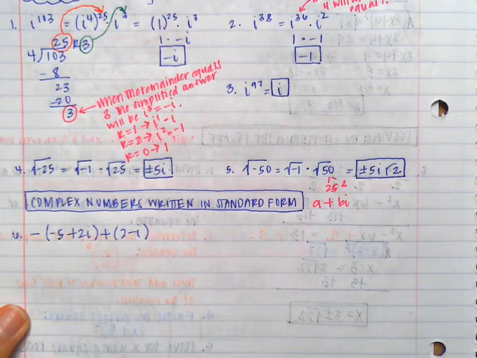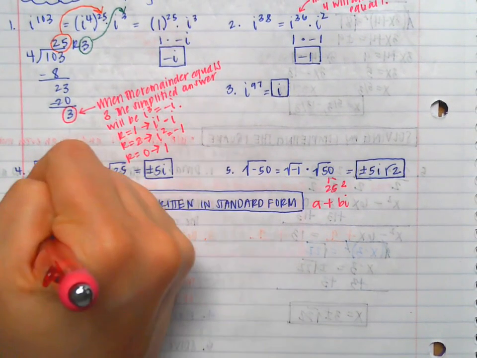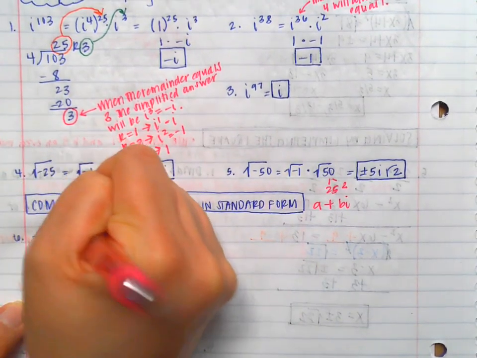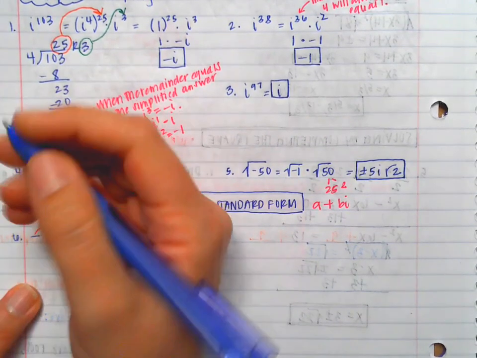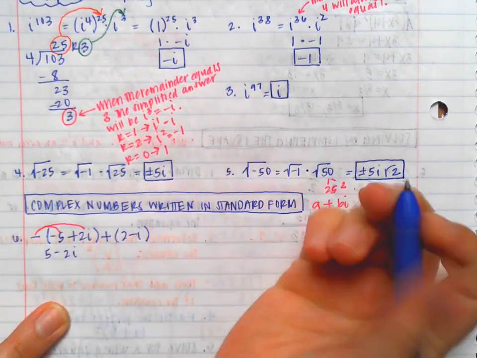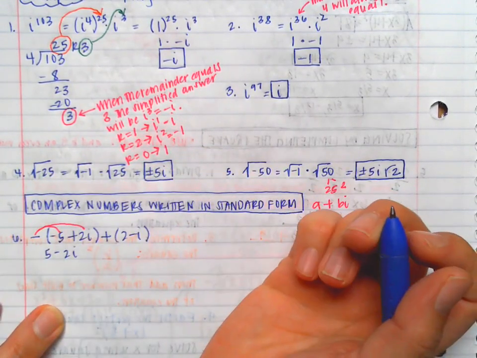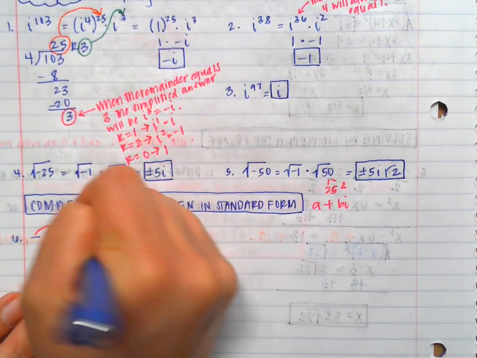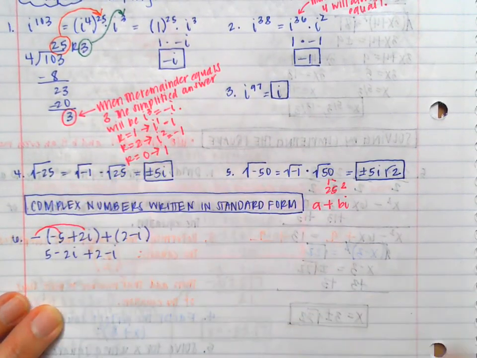So it's just really straightforward, just combining like terms. First thing I would do is distribute my negative to both the negative 5 and the 2i. And that gets me 5 minus 2i. I don't really need the parentheses around there because I'm just distributing a positive 1. So it's plus 2 minus i.